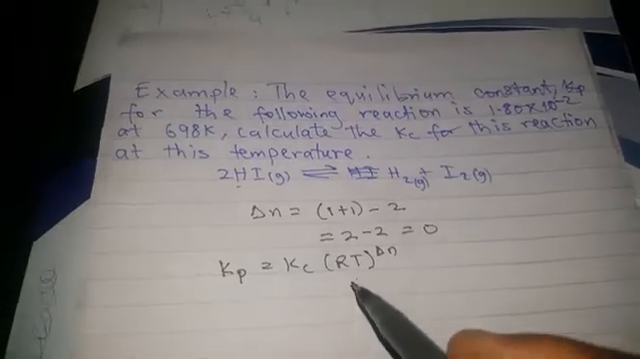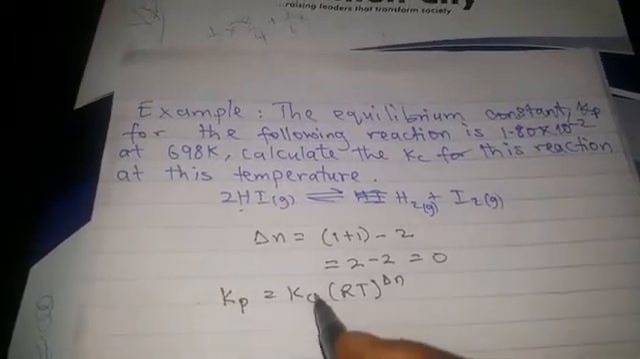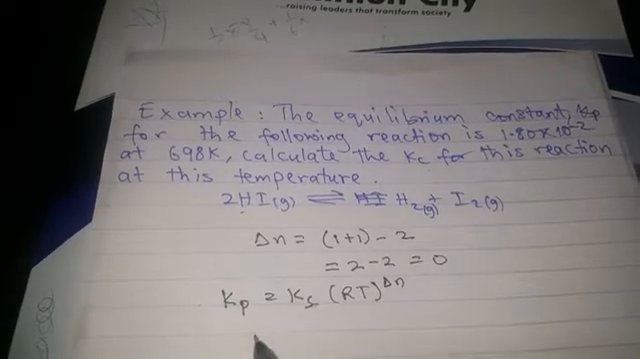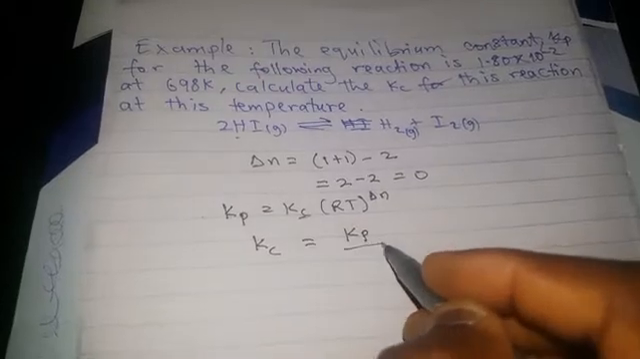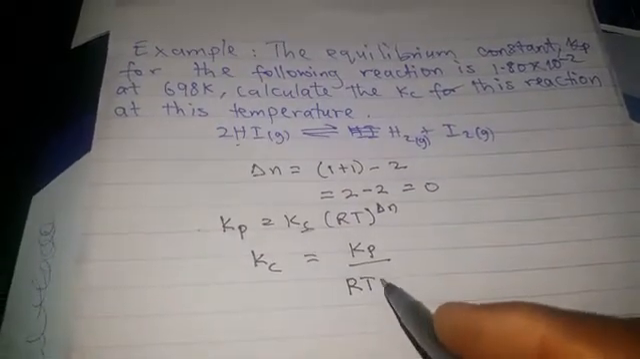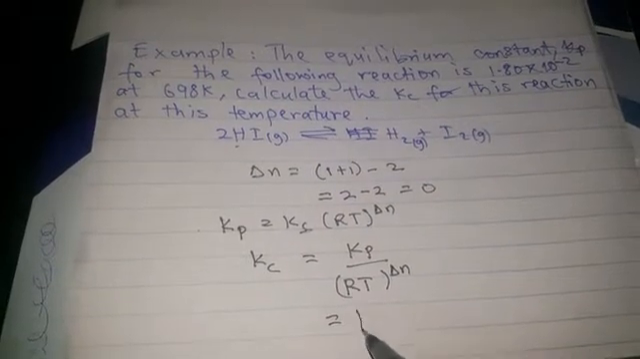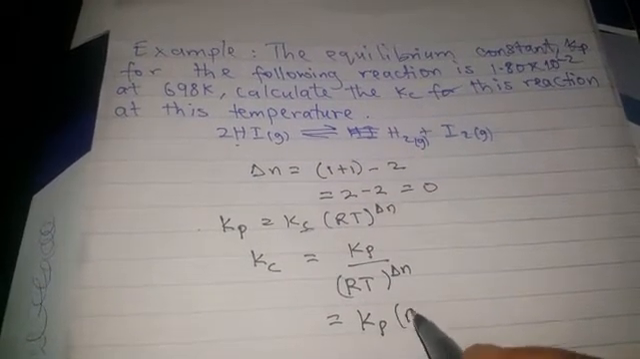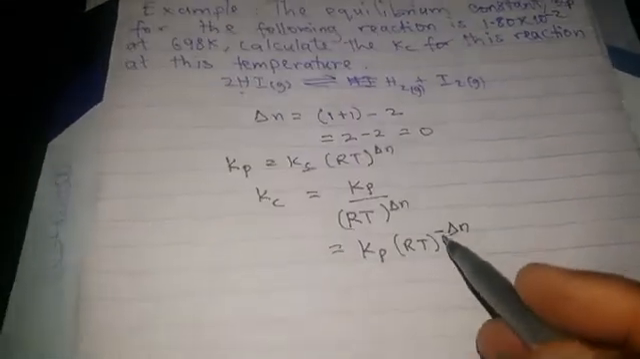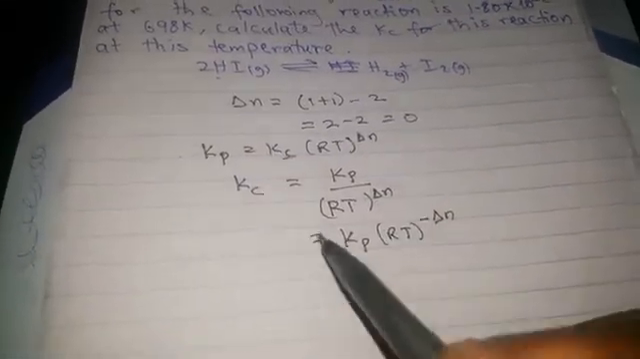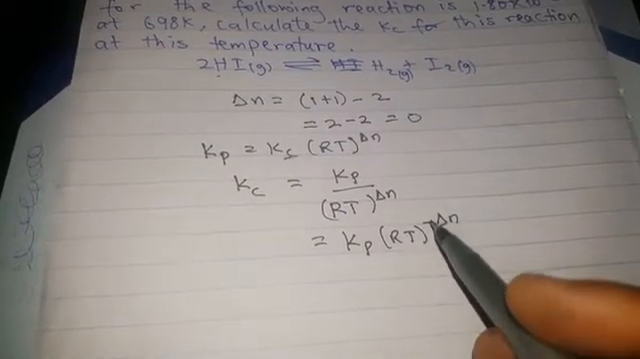We have that our Kp is equal to Kc into RT raised to the power delta N. But I want to note something here. In this case, we are given Kp and we're asked to find Kc. So I can make Kc the subject of the formula. I'm going to get Kc equal to Kp all over RT raised to the power delta N, which can also be written as Kp times RT raised to the power minus delta N. Now you should take note of that. If I make Kc the subject of the formula, this is exactly what I'm going to get: Kp into RT raised to the power minus delta N.